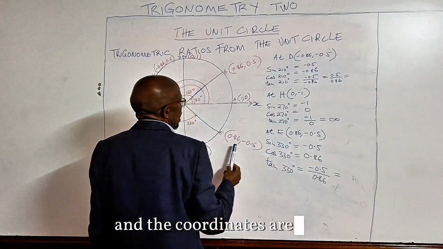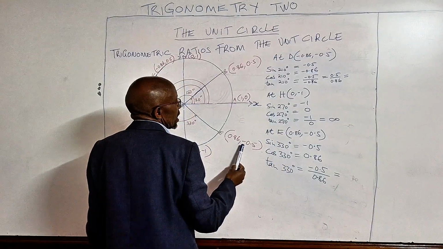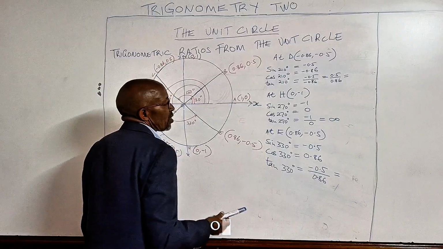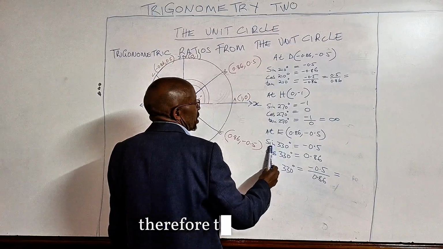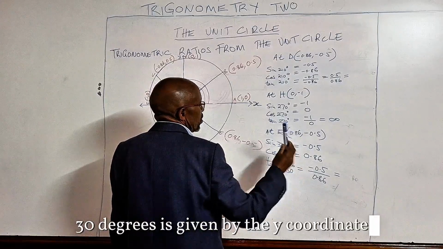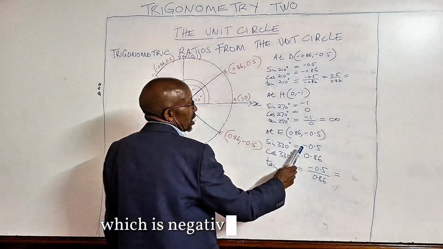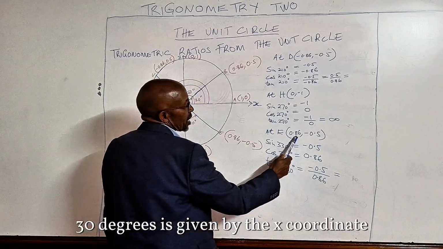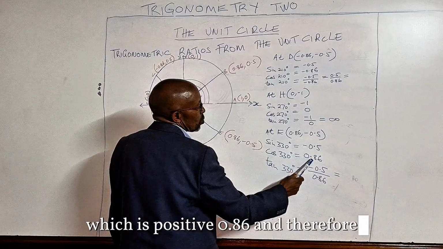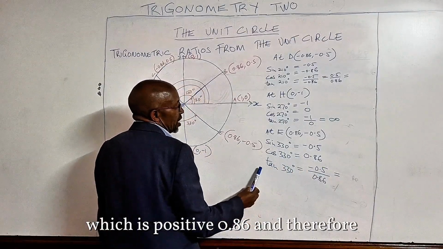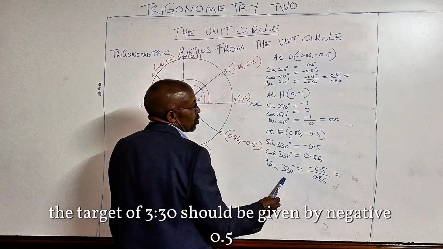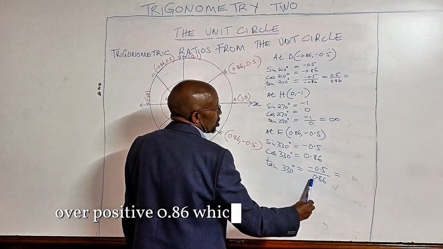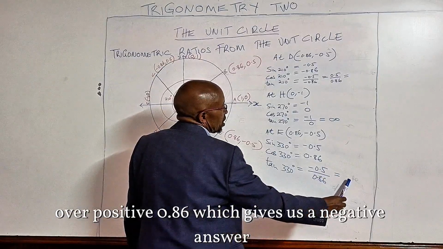And the coordinates are 0.86, the x, then the y is negative 0.5. Therefore, the sine of 330 degrees is given by the y coordinate, which is negative 0.5. Cosine of 330 degrees is given by the x coordinate, which is positive 0.86. And therefore, the tangent of 330 will be given by negative 0.5 all over positive 0.86, which gives us a negative answer.